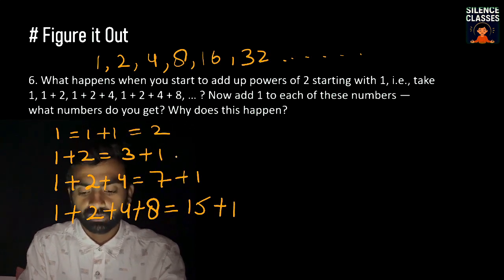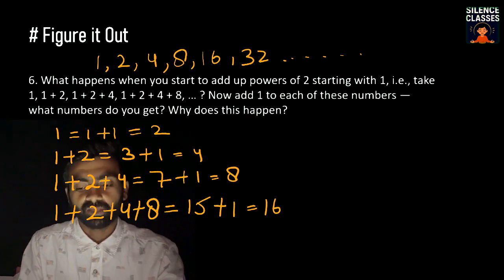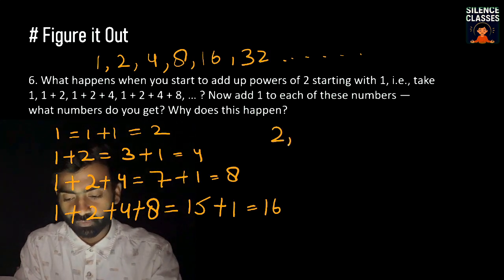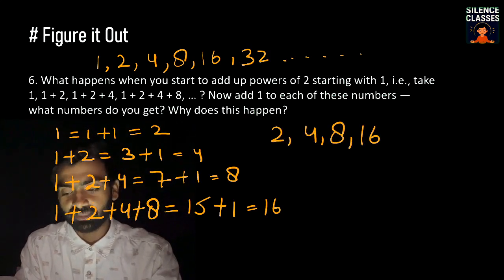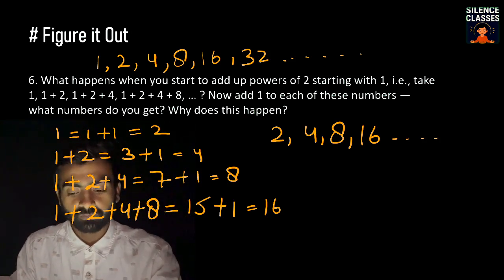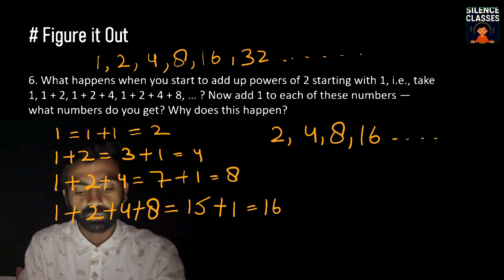We will get 2. Now we will get 4. We will get 8. We will get 16. And what are these numbers? These numbers are the perfect squares, means 2, 4, 8, 16. Okay, these are the perfect square numbers. So once we add 1 to the powers of 2, what will we get? We will get the square numbers.